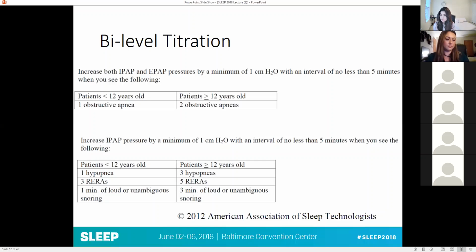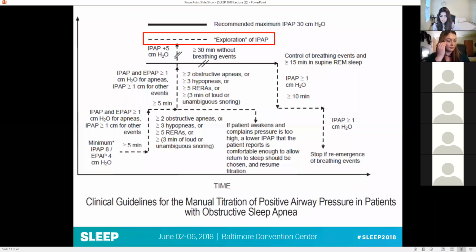Next slide. And this is an algorithm on how we titrate these patients through the night, looking at the number of events they have, and when we up titrate each one of these different settings. This is essentially what we do in our sleep lab. The only difference in our sleep lab is that instead of going up, and this is in adults, a centimeter at a time, I have our techs do 2 centimeters of water pressure at a time, just because I think it gets patients to therapy more quickly. Next slide.